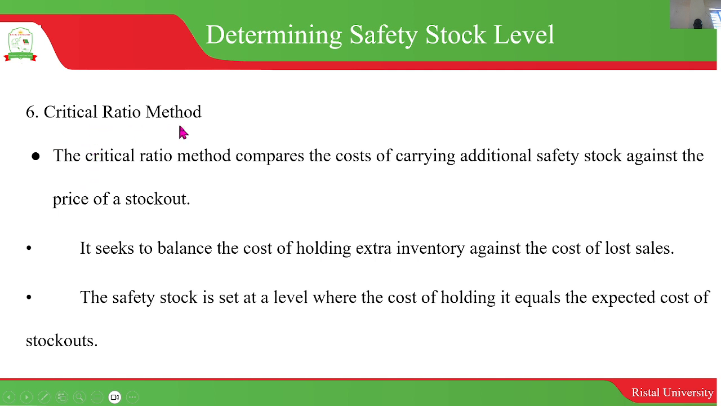Critical ratio method. The critical ratio method compares the cost of carrying additional safety stock against the price of a stock out. It seeks to balance the cost of holding extra inventory against the cost of lost sales. The safety stock is set at a level where the cost of holding it is equal to the expected cost of the stock outs.